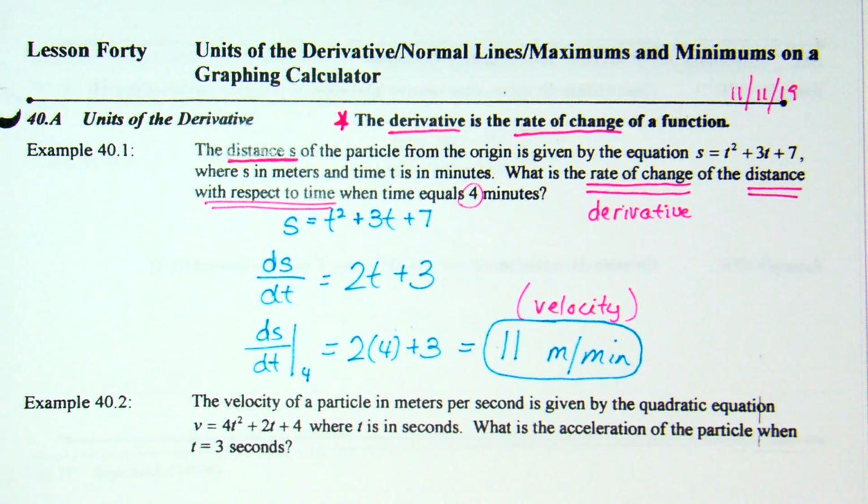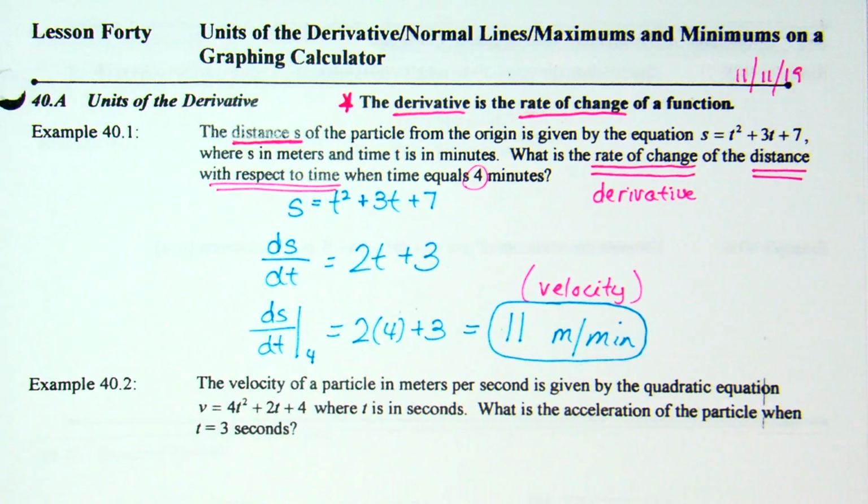So meters per minute, that is a velocity label. Questions on that one before I move to example 2? Overall, it wasn't a bad problem in the end, right? At least I hope not.